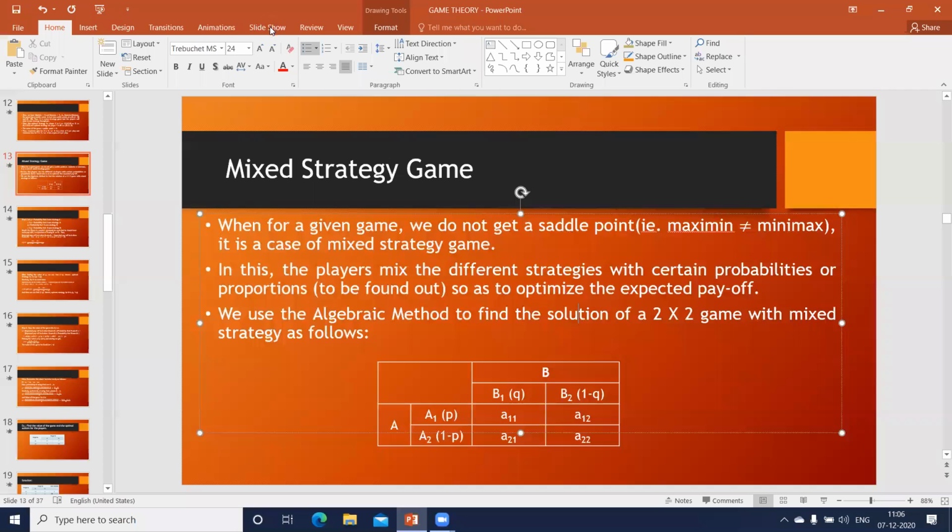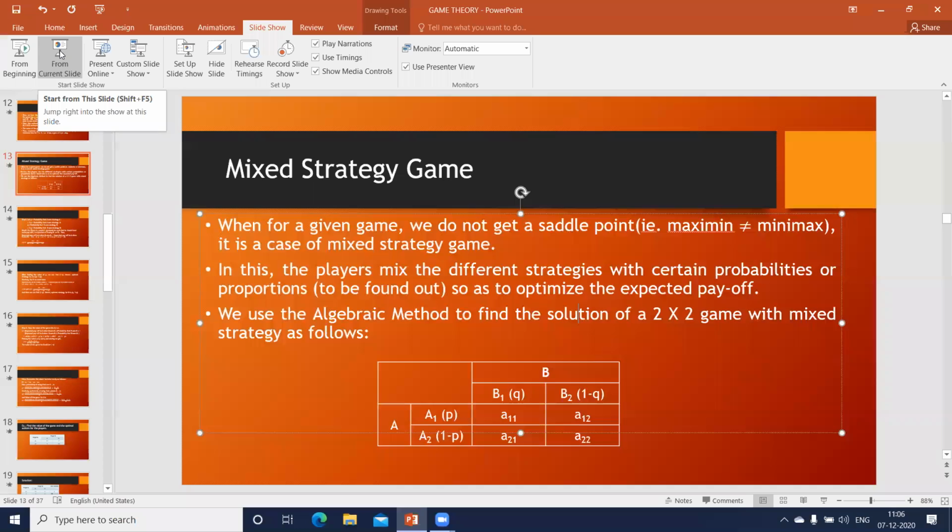Okay, for today's session, we will be focusing on mixed strategy games. We'll also see dominance theory, the principle of dominance, to solve the games as well, especially related to mixed strategy games. Now, what do you mean by a mixed strategy game?